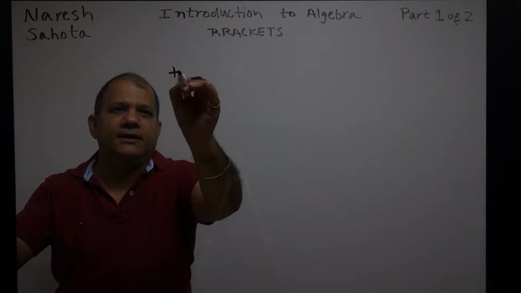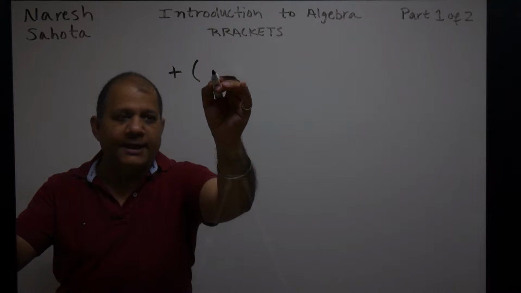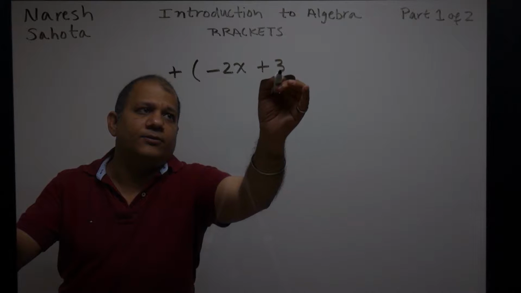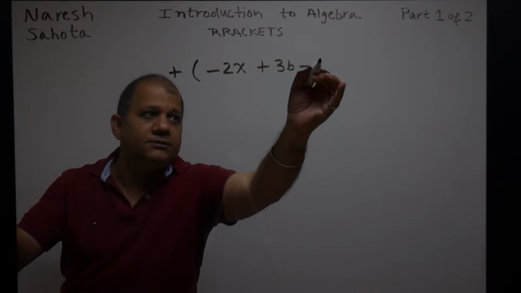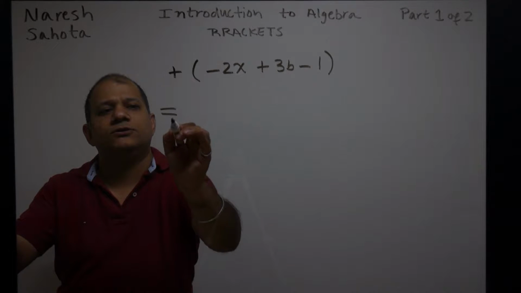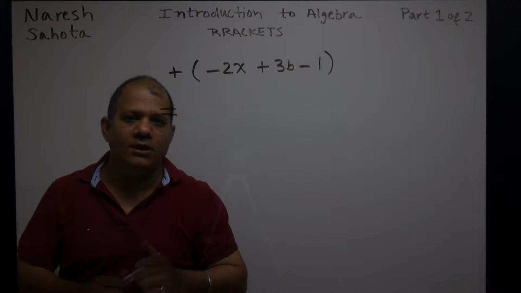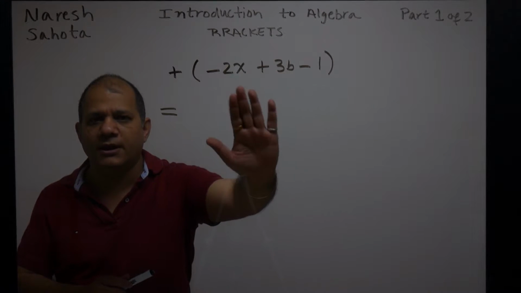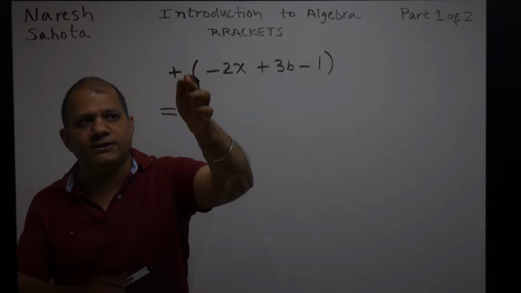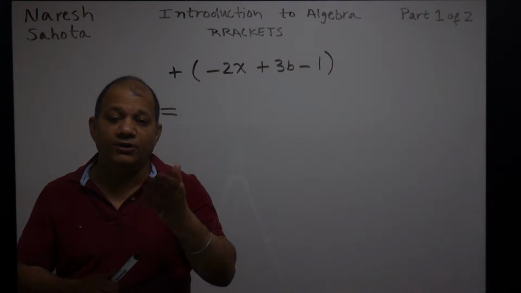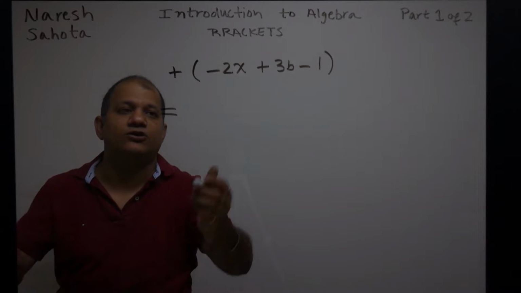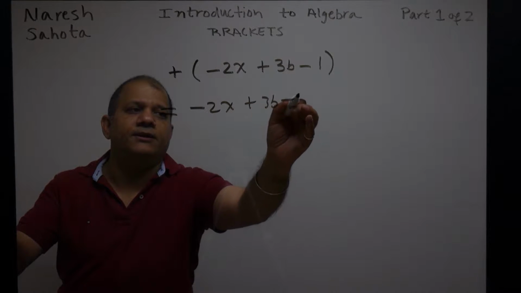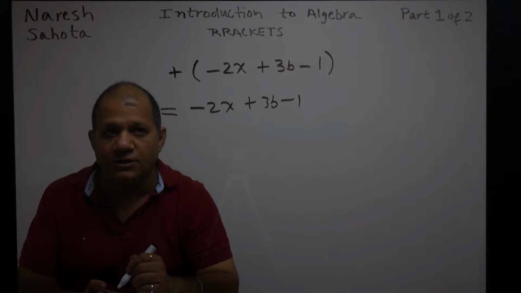So what if I had, let's say, a positive sign, and then I had negative 2x plus 3b minus 1. So how do I remove brackets? Now I'm going to take a shortcut because whatever is inside the bracket, we're multiplying each and every one of those terms with this factor, positive 1. So actually when you multiply things with 1, nothing changes. So what comes out is whatever is inside the bracket. So negative 2x plus 3b minus 1, and we're done. That's all there is to it.